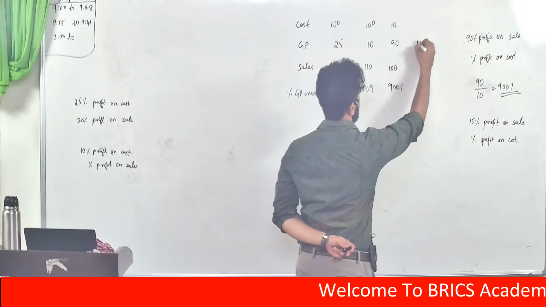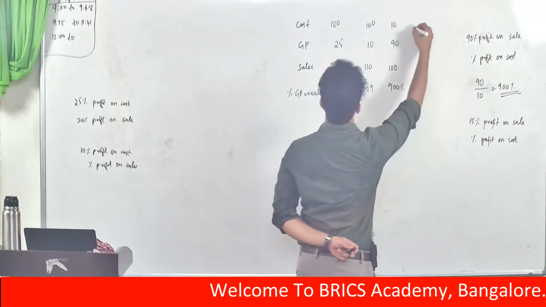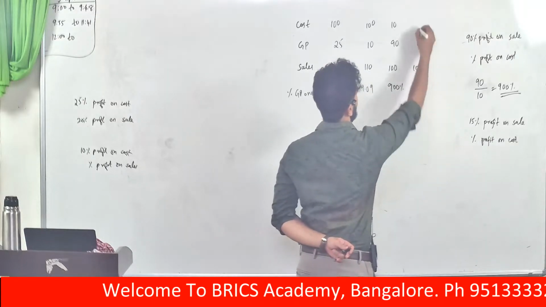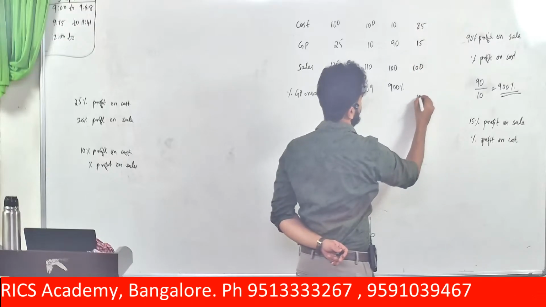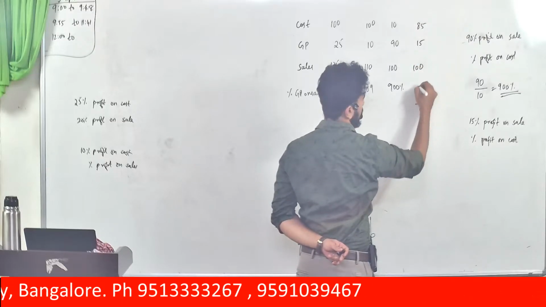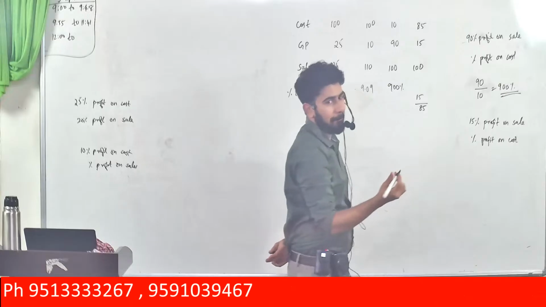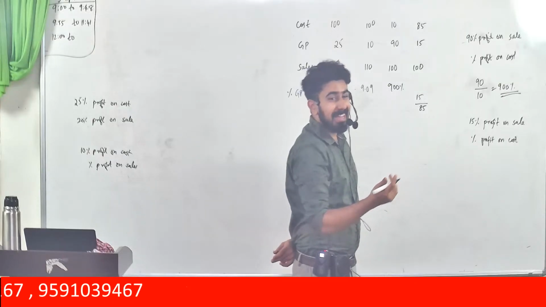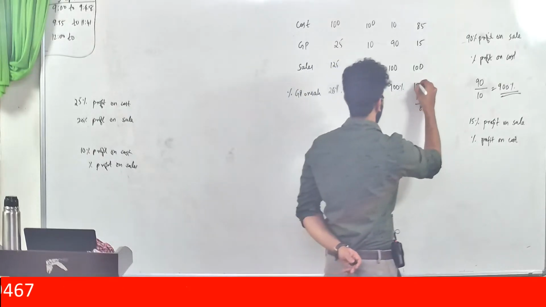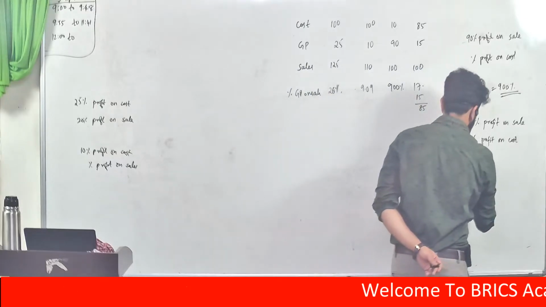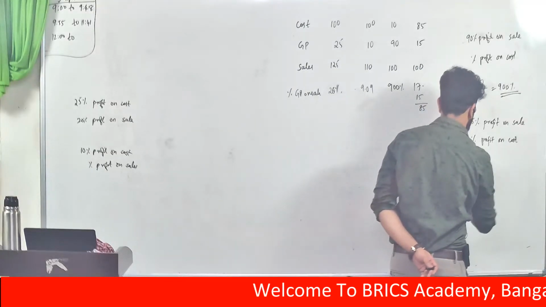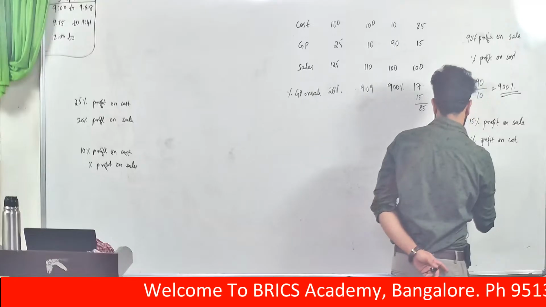15% profit on sale, so profit is 15. If sales is 100, this is 85. So how will you find this out? 15 divided by 85. How much is this coming to? 17 point something. I'll give you one more attempt, Sima. 10 percentage. No, not 10%.